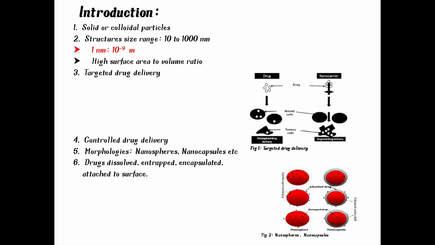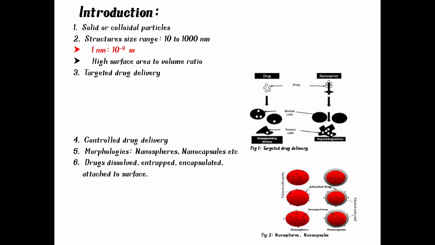The second one is controlled drug delivery. Controlled drug delivery means we can control the rate of release of the drug. In the case of these nanoparticles, the drugs can be released for more than 24 hours. So we can release the drug for a prolonged period of time. That is because some polymeric membranes are used that control the rate of release of the drug.